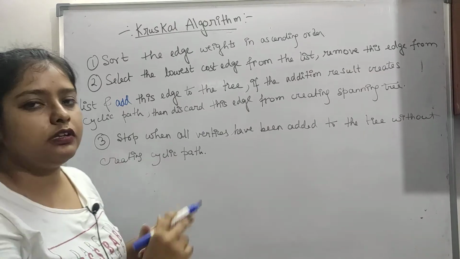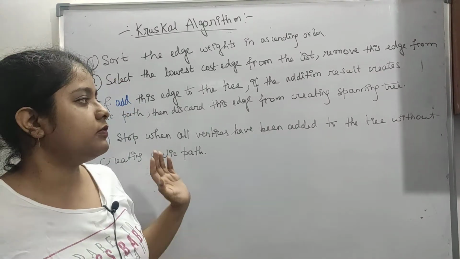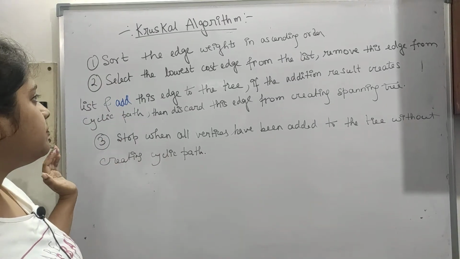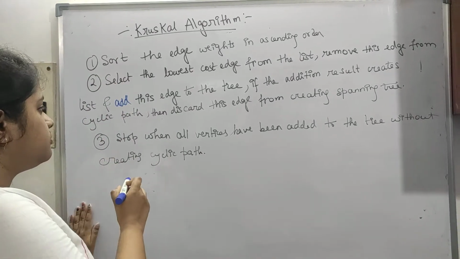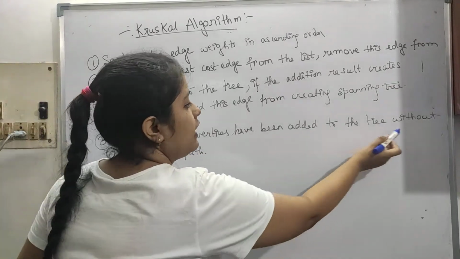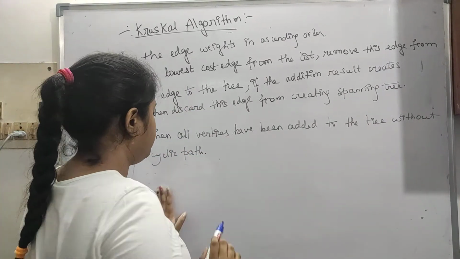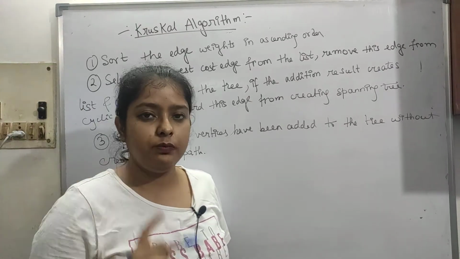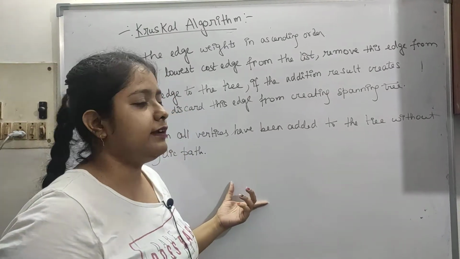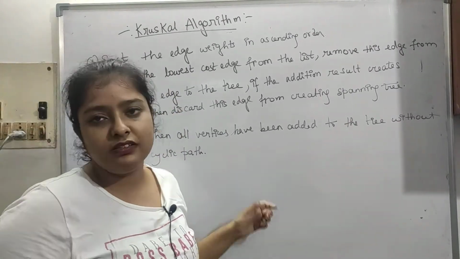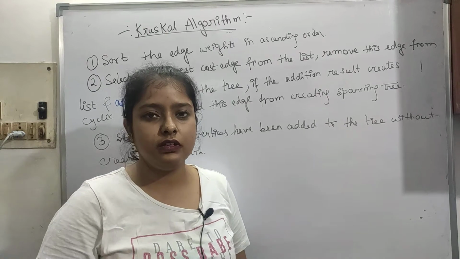So like this we have to continue for all, like it will be an array sorted in ascending order. We continue and stop when all the vertices have been added to the tree without creating a cyclic path. We have to keep in mind every time that we are not creating any cyclic path. So this is the basic algorithm. This is very easy. Prim's and Kruskal are very easy.